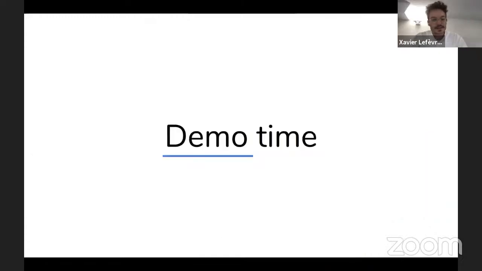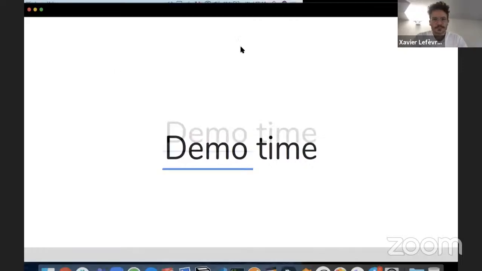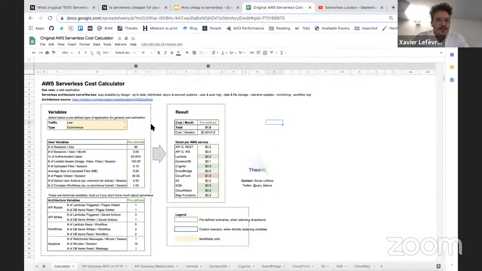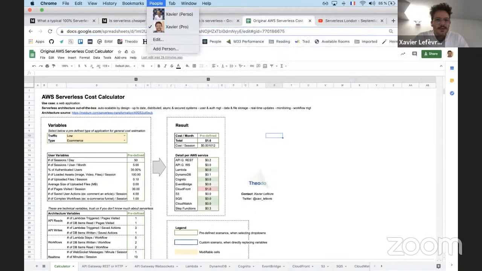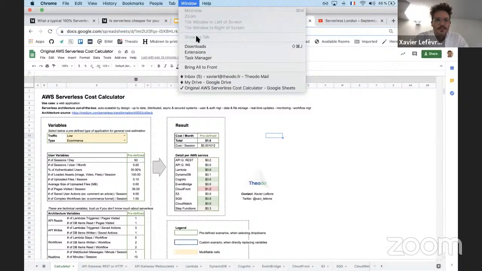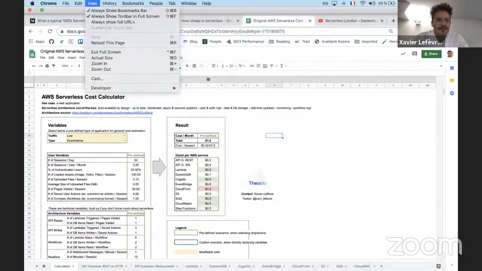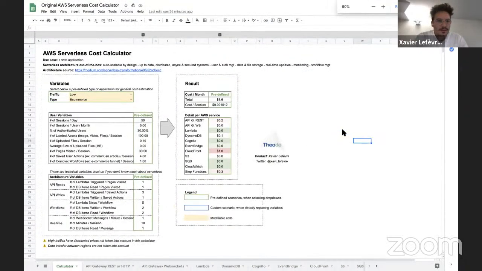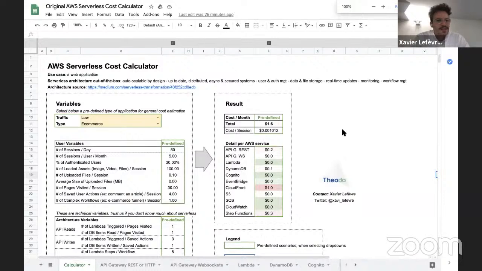So let's take a look at this calculator. Let me try to make it bigger. It's going to be better anyhow. Okay, and how do I remove this bar? All right, that seems better. Cool. So that's what it looks like.